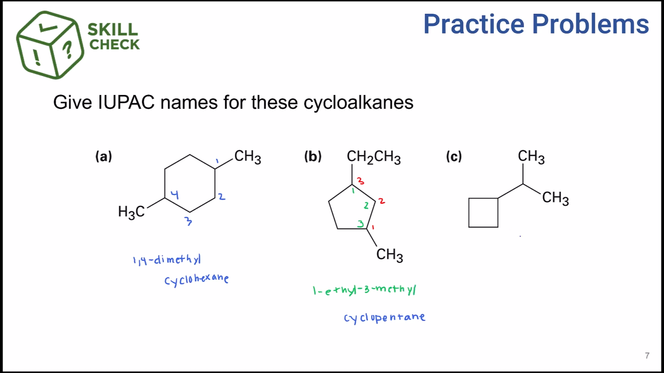On C here, my parent is going to have 4 carbons. This will be cyclobutane. And when I have a group that's 3 carbons long, that's coming off of the ring, and it looks like a Y, this is my isopropyl. So 1-isopropyl cyclobutane. You can include the 1 if it's the only group, or you can leave it off. Either way is fine.